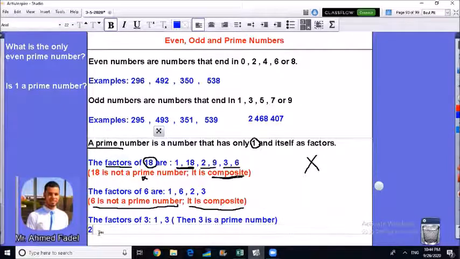What about 2? What are the factors of 2? The factors of 2 are only 1 and 2. There is nothing else that if you multiply by each other is going to give you 2. It's only 1 and 2. So then 2 is a prime number.